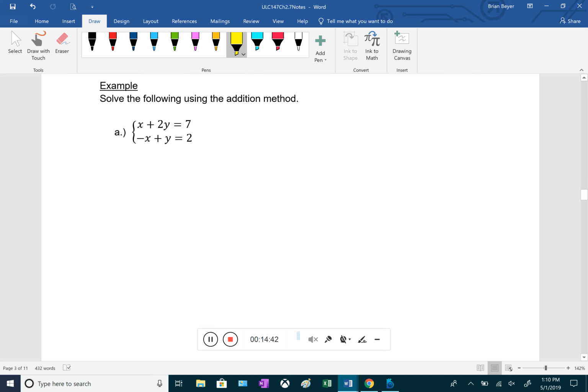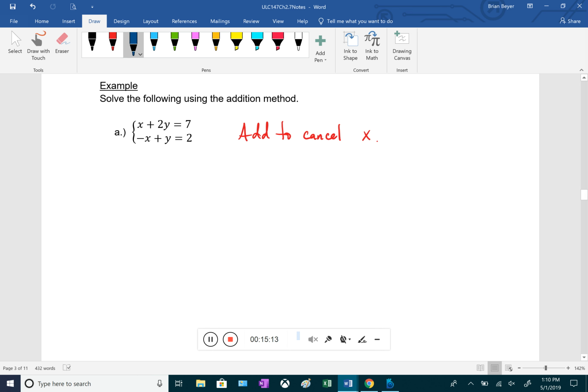So we have the system x plus 2y equals 7 and negative x plus y equals 2. So our goal here is to add these together and get one of the variables to cancel. So we don't need to change any of these equations because if we add these right now, the variable for x will cancel because x plus negative x will give us 0x, so those ones will cancel.